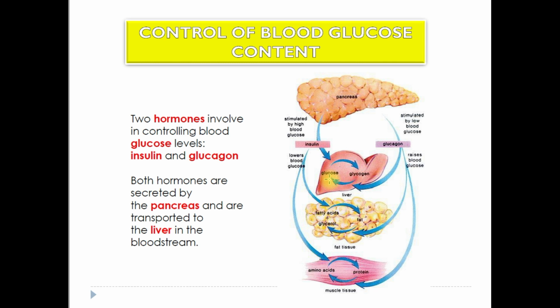So kalau tengok sini, kalau glucose level high, so dia akan stimulate beta cell, okay, to produce more insulin. Okay. So nampak sini body cell take up more glucose, okay, liver takes up glucose and store as glycogen. So glucose level in blood dia akan pulih, okay, dia akan turun ke set point yang optimal lah.